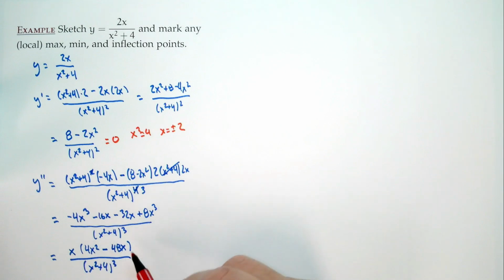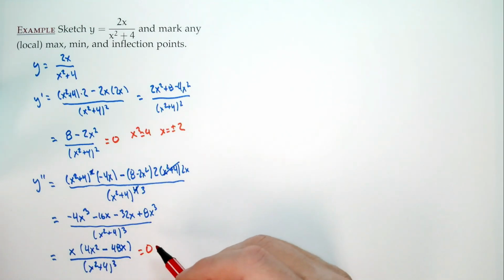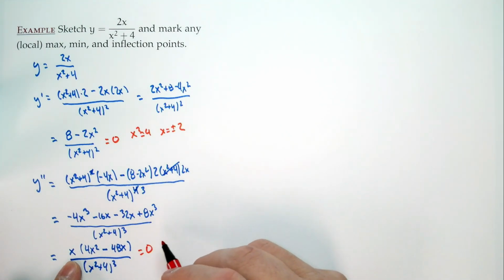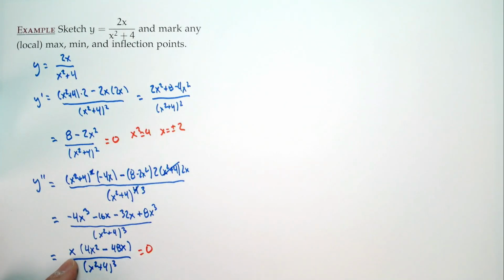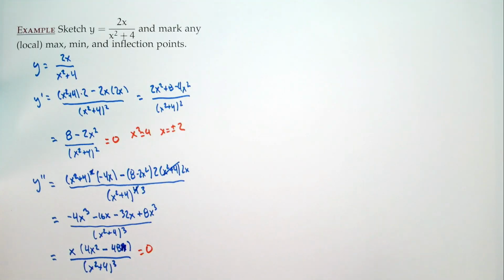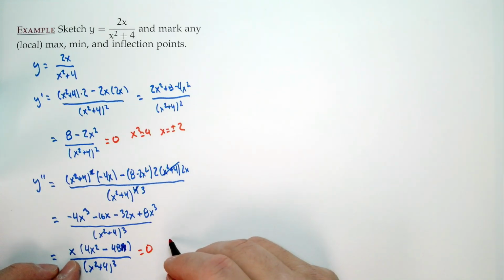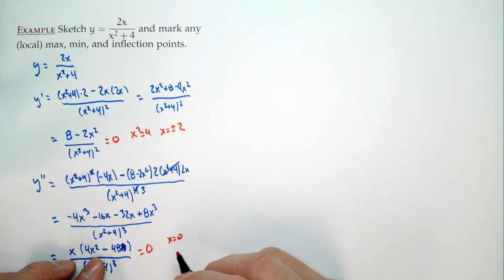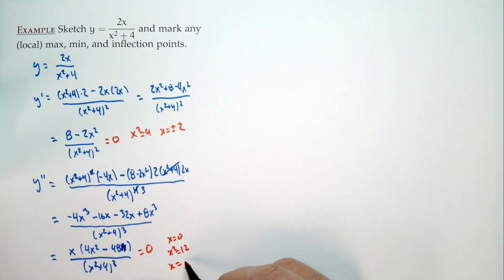Down here, again, we'll set it equal to 0. That says either x equals 0. Whoops. We forgot to factor out the x. Check your work. Check your work. Okay, so we get here x equals 0, or x squared has to equal 12, which means the square root of 12, well, plus or minus 2 square root of 3, because 12 is 4 times 3.